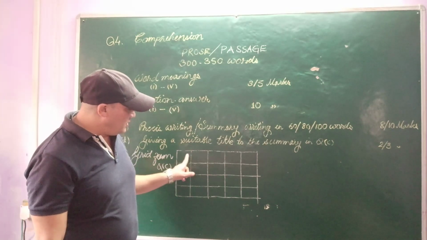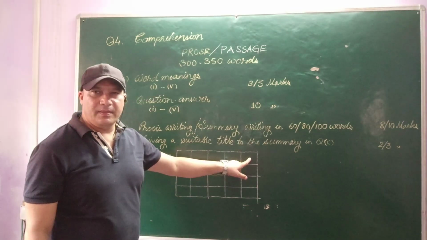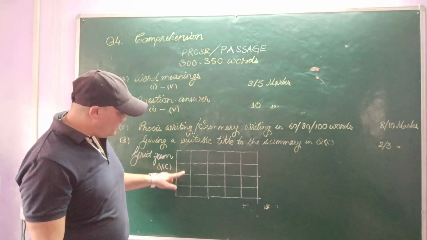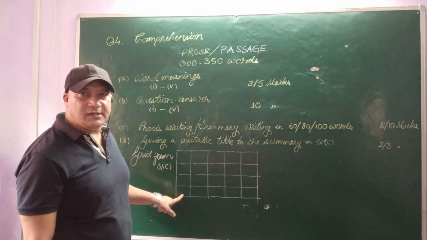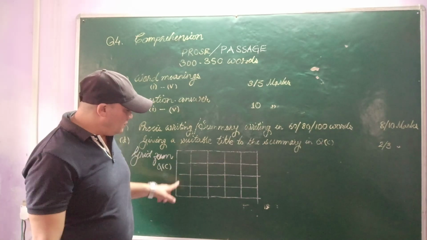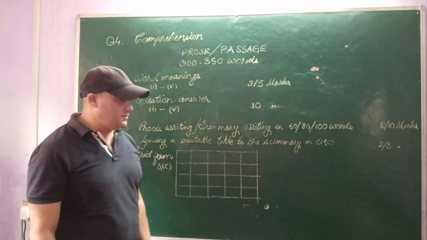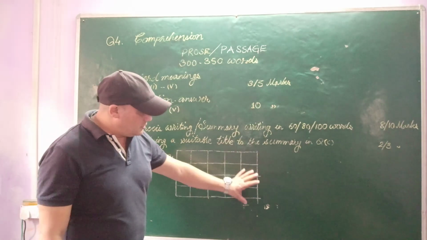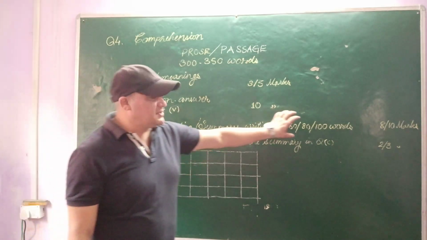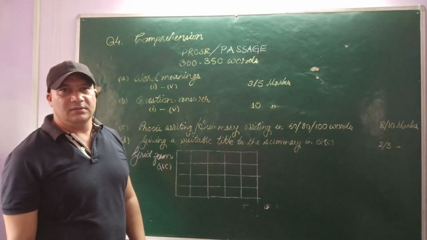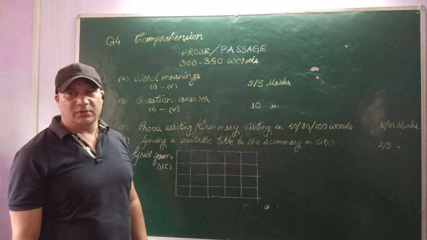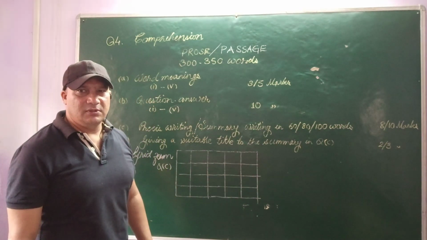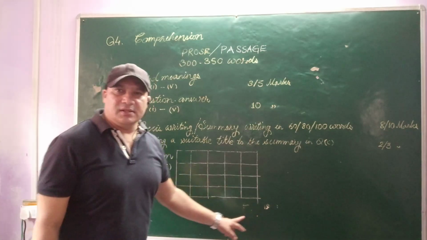So there are 1, 2, 3, 4, 5 words in one line, and 1, 2, 3, 4 lines are written, right? So 5 into 4 is 20, right? Clear? So the counting becomes easy and should be exact. 60, 80, 100. Try as far as possible to write the exact number of words as asked in the question paper. But you have to write in the grid form.